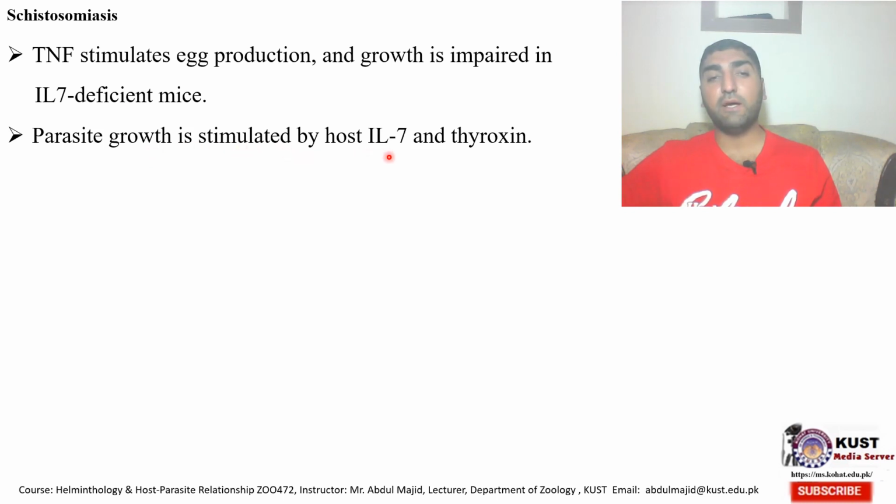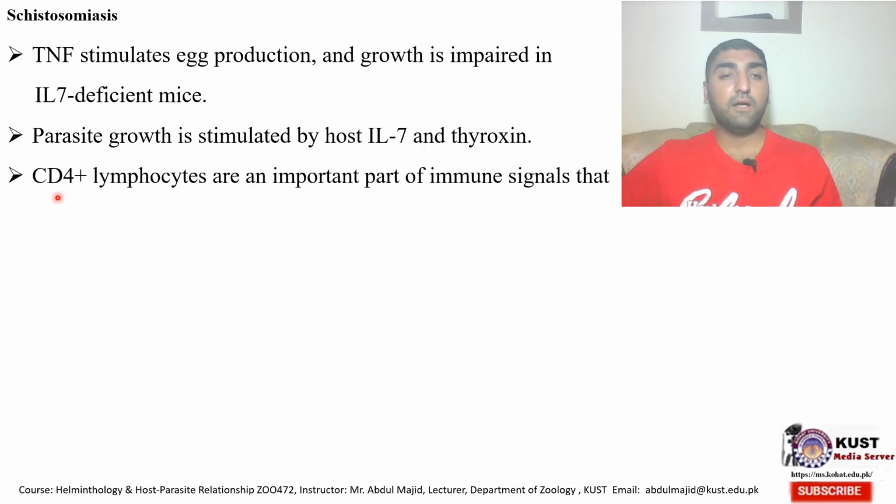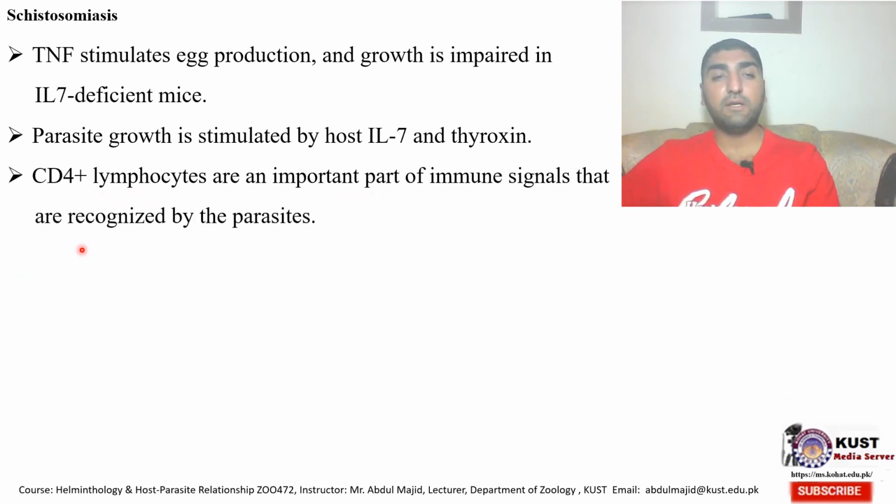Parasite growth is stimulated by IL-7 and thyroxine, and CD4 plus lymphocytes are an important part of the immune signals that are recognized by the parasites. So it's amazing that the host immune system helps or facilitates the normal growth and life of the worms. As you can see, egg production is stimulated by TNF, parasite growth is stimulated by IL-7 and thyroxine, and CD4 lymphocytes are a very important part of the immune signals that are recognized by the parasite.